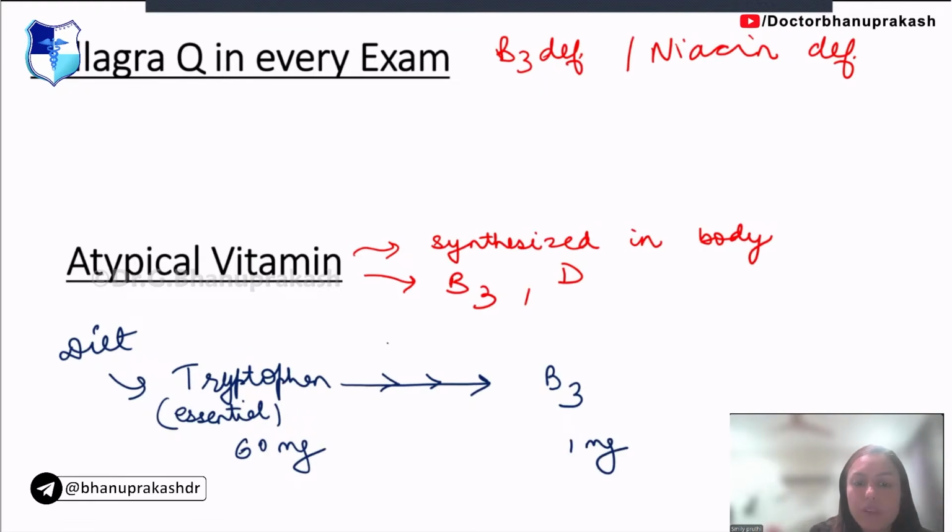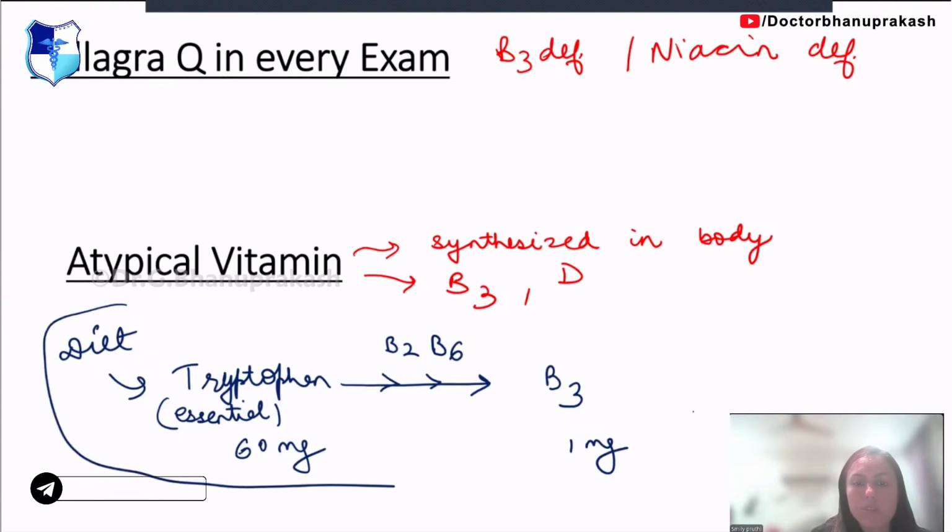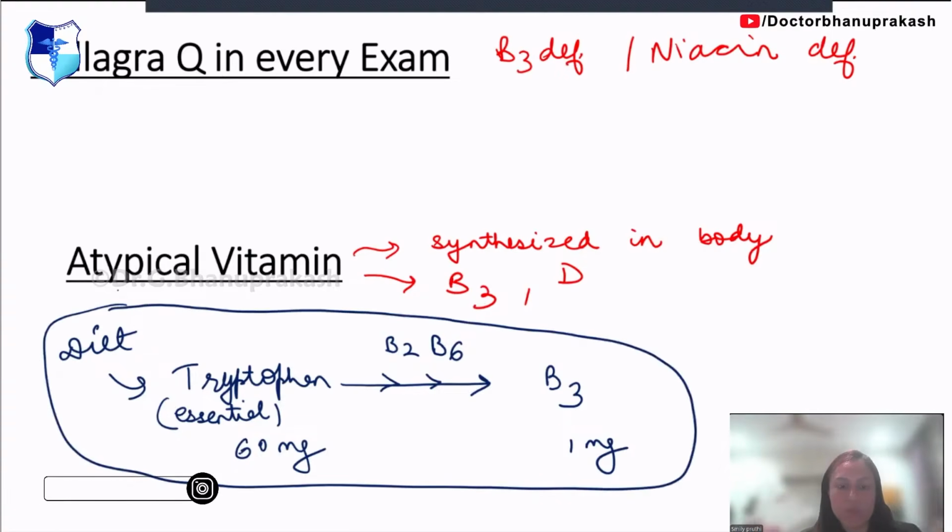And during this pathway, vitamin B2 and B6 are used. Very important basic reaction which I have given you in the shortest possible form, but all your concepts come in here, that vitamin B3 is an atypical vitamin because it can be synthesized in body. Otherwise, the definition of vitamin is a thing which cannot be synthesized in body, right? So from diet we get tryptophan, and then from tryptophan vitamin B3 is formed. During this big pathway, two more B complex vitamins are required, that is vitamin B2 and B6.